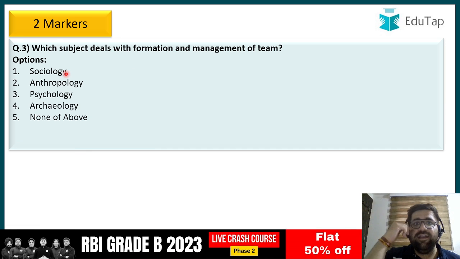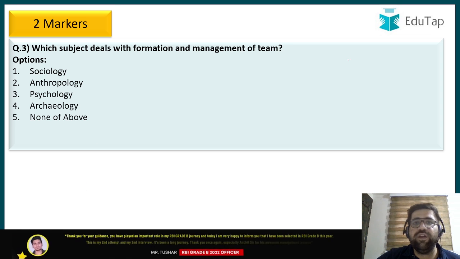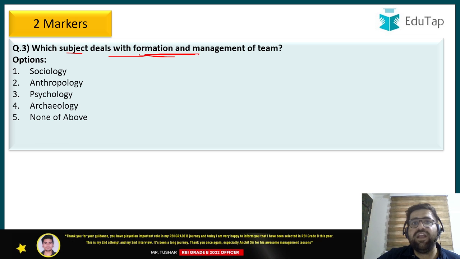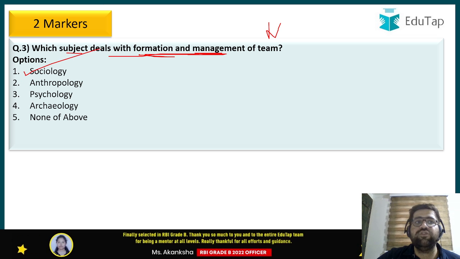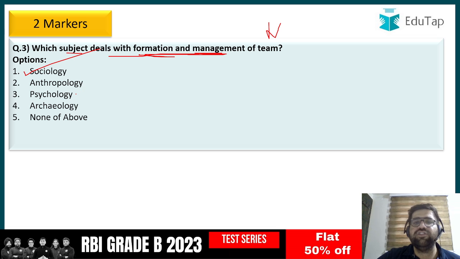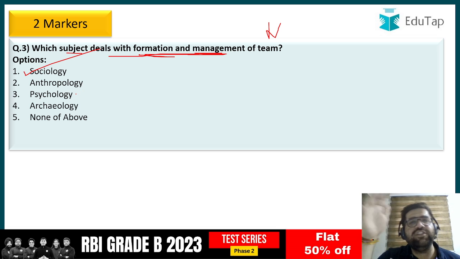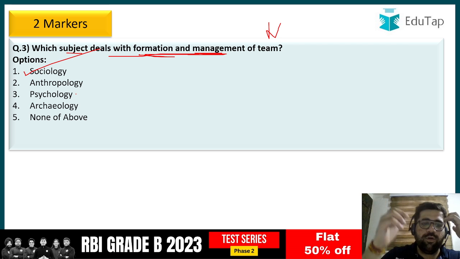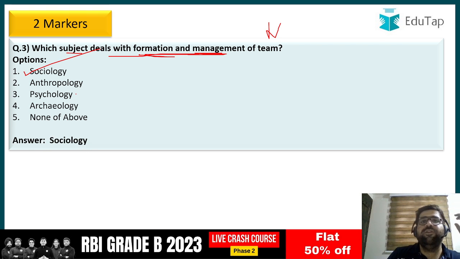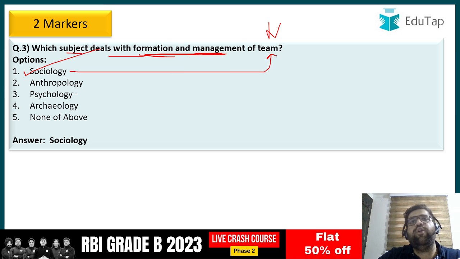Which subject deals with the formation and management of the team? So what will be the keyword over here? Which particular subject deals with formation and management of team? With team, always the word sociology is associated. Anthropology is related to mankind, psychology is related to your mind, archaeology is something related, I would say, to old structures. Therefore, the correct answer will be sociology, because under sociology we understand the team dynamics. You can also say that.